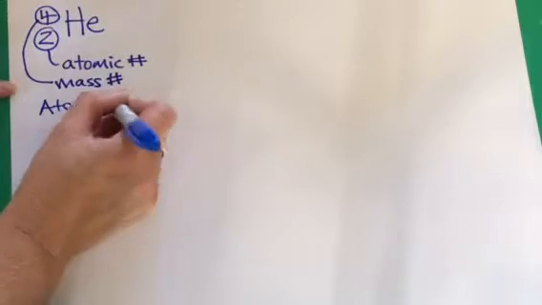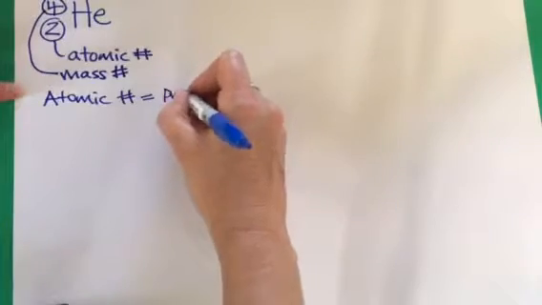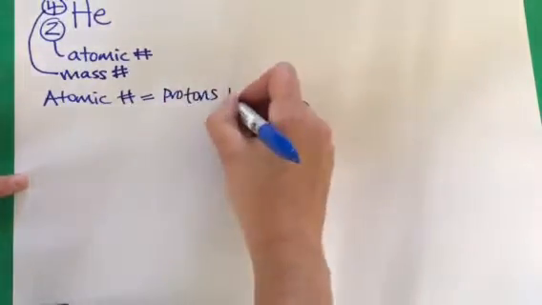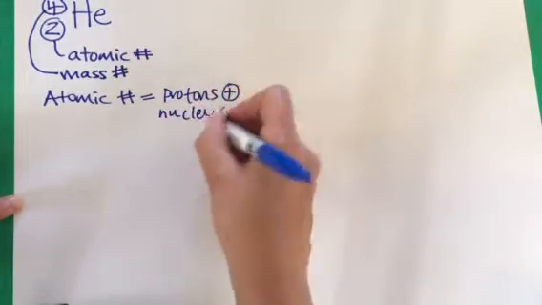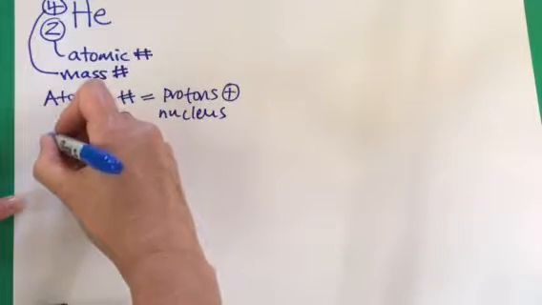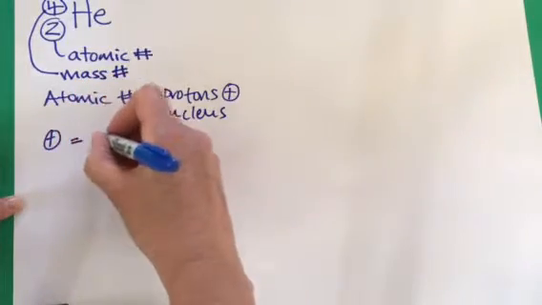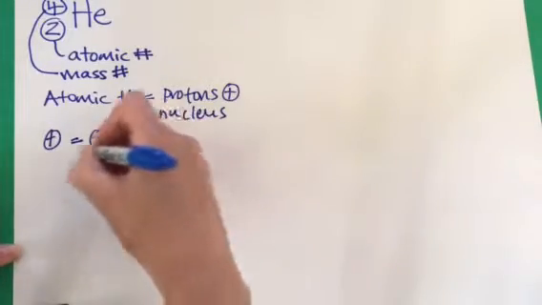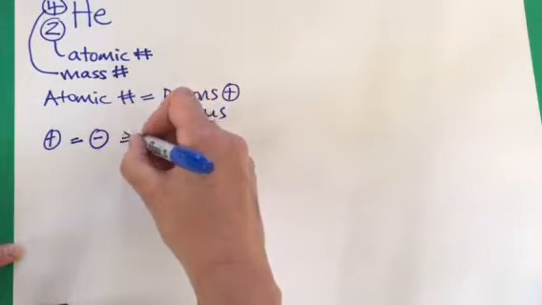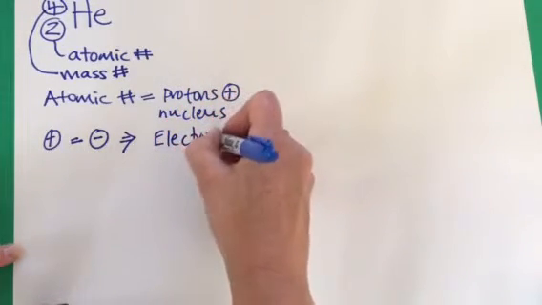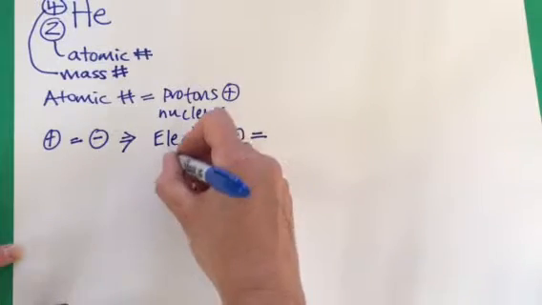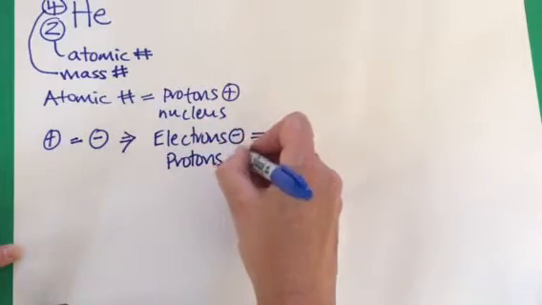In an atom, the atomic number is always equal to the number of protons. Protons have a positive charge, and they're found inside the nucleus of the atom. Because the number of positive charges has to balance the number of negative charges in an atom, the electron number will always be the same as the proton number. So electrons, which are negative, equal the protons, which are positive.